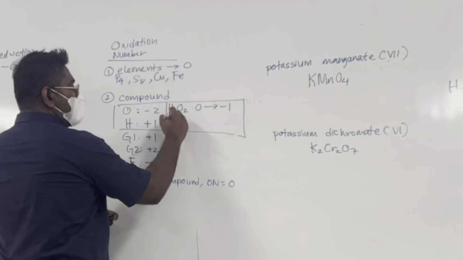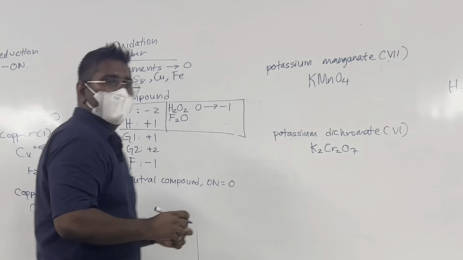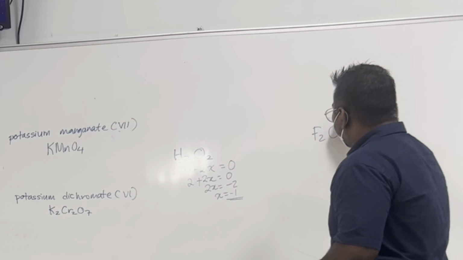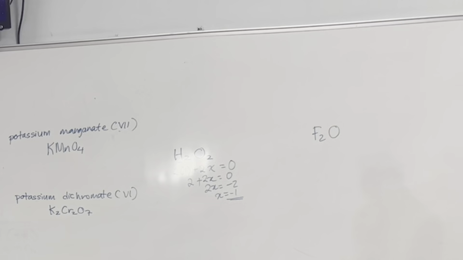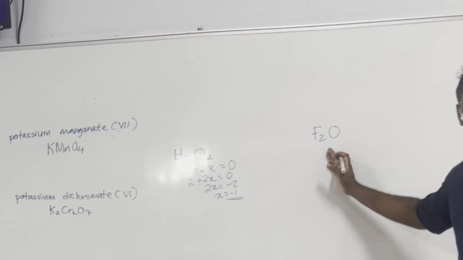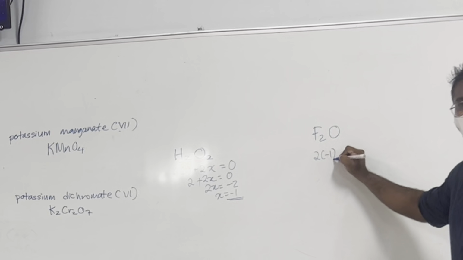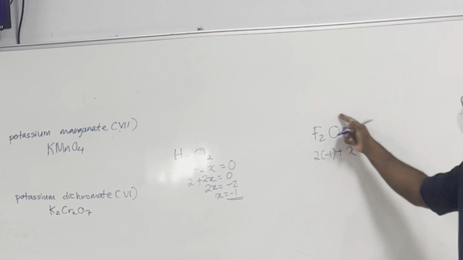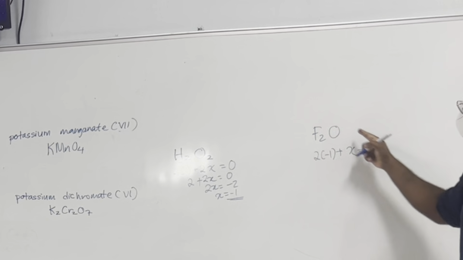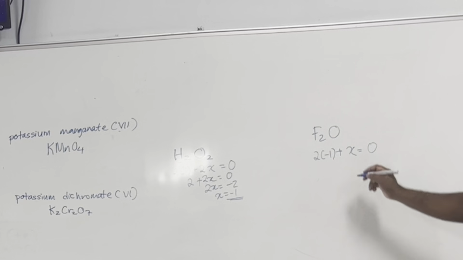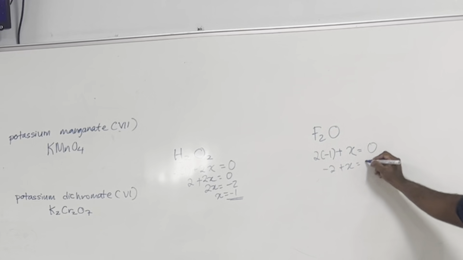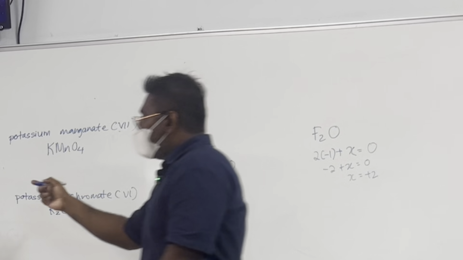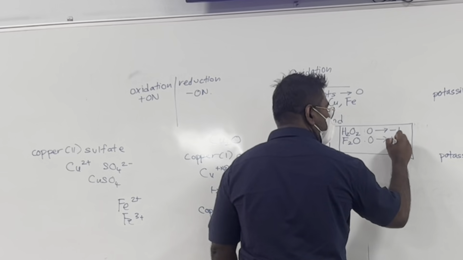Another exception is also affected by one of the rules over here, which is if you have F2O. F2O is a compound, and I told you in a compound, F must always be -1. So 2 times -1 plus X, for oxygen, in a neutral compound must equal 0. So -2 plus X equals 0, X equals +2. You can find out that oxygen over here is +2.